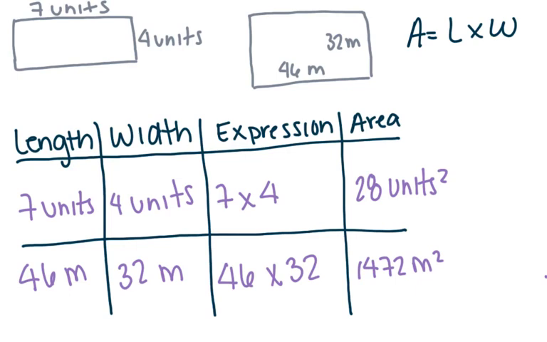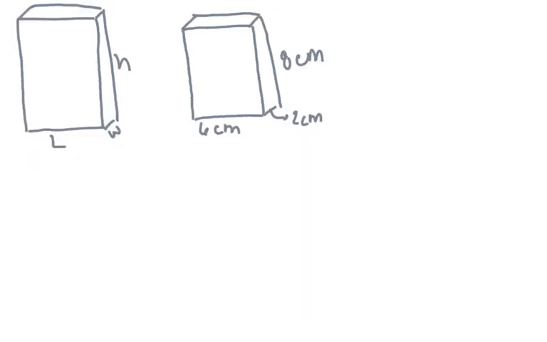So the area for our first rectangle is 28 units squared, and the area for our second rectangle is 1,472 meters squared. So now we have two rectangular prisms, and we're going to start by looking at the first one that just has L, W, and H.